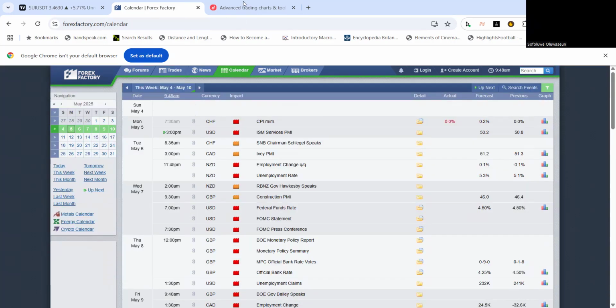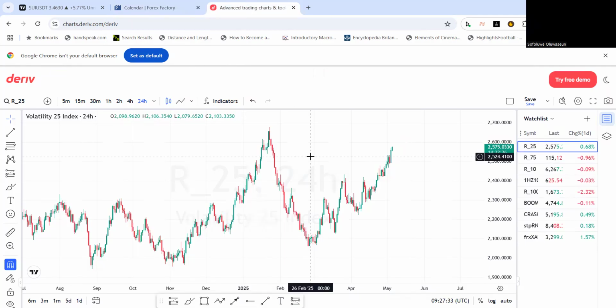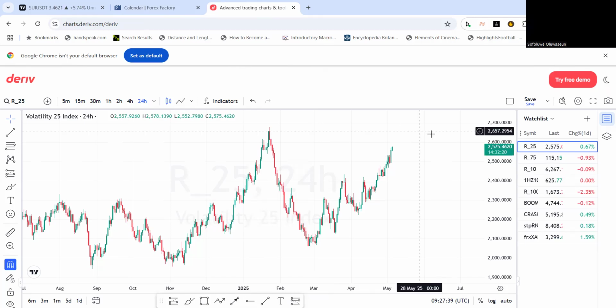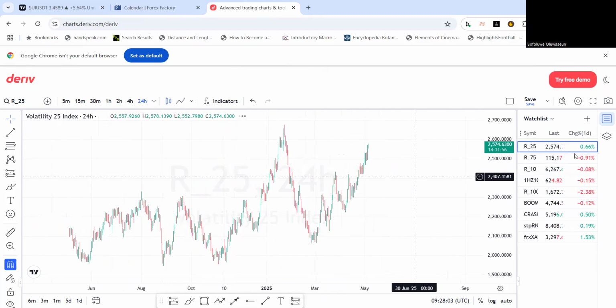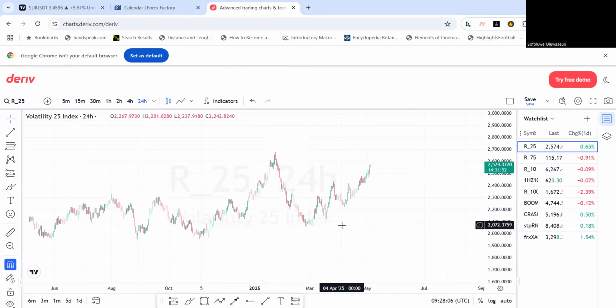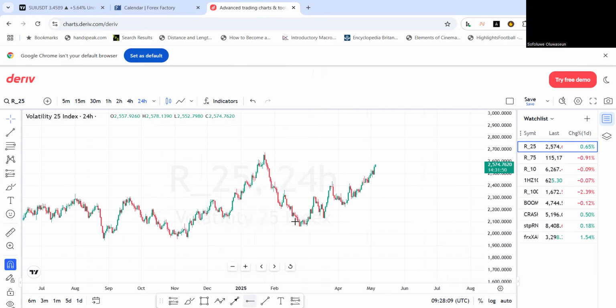All right, so let's go to synthetic indices. For those of us that trade synthetic indices on Deriv, what do we have for us? The first asset here is Volatility 25 Index on the 24-hour time frame, that's the daily. You can see some bullish moves lately on the daily, a series of highs, lows, higher highs, higher lows. It's trying to create a high again.